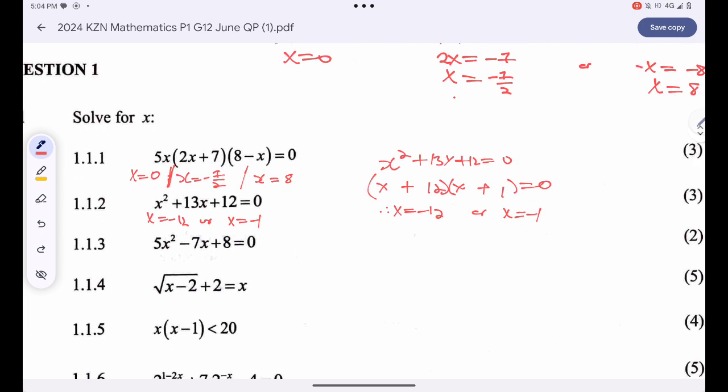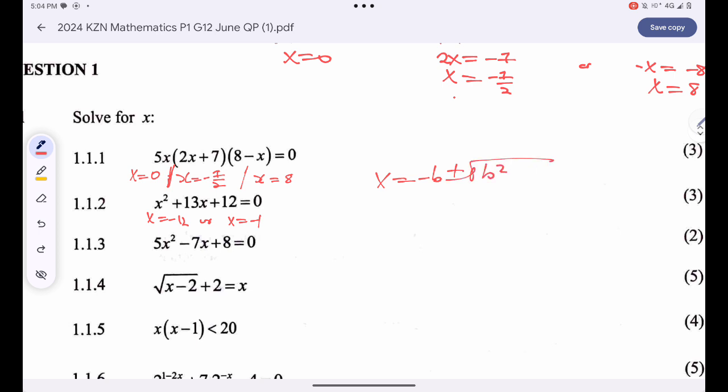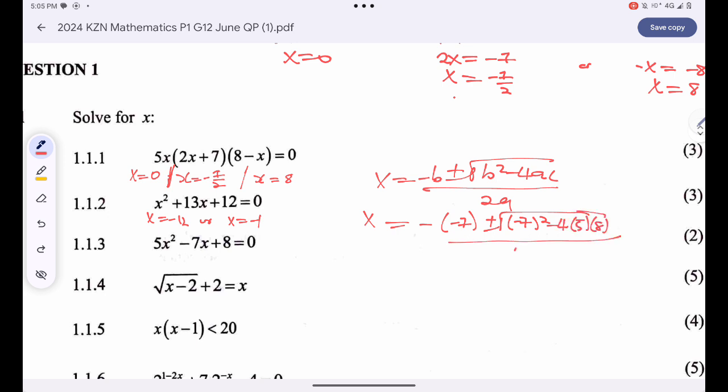Okay, and then for 1.1.3, I'm supposed to solve for x. And yes, I do have a quadratic equation. And if, guys, I cannot find the factors, all I need to do is to use my quadratic formula, right? It simply says x is equal to negative b plus or minus the square root of b squared minus 4ac all over 2a. Then all I have to do, guys, is to just substitute. x is negative negative 7 plus or minus the square root of negative 7 all squared minus 4ac all over 2a.